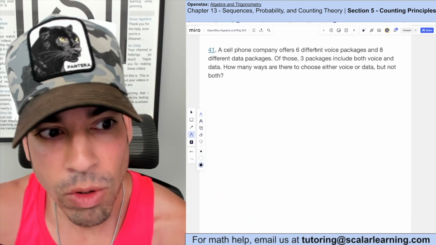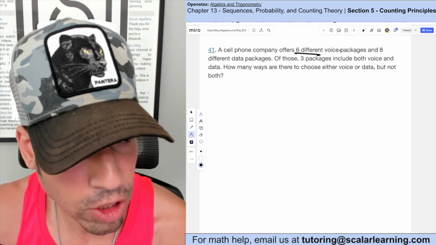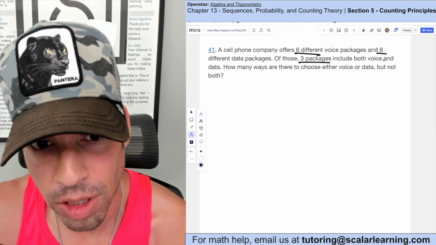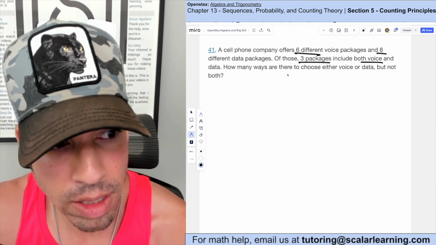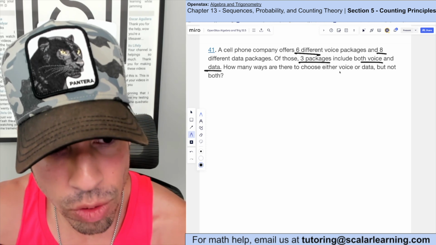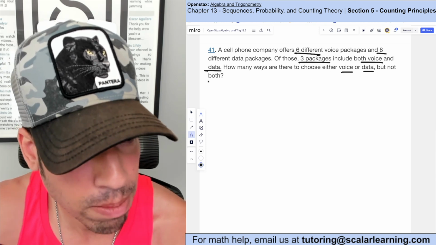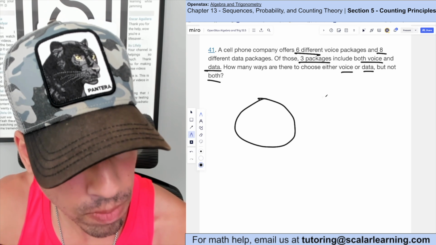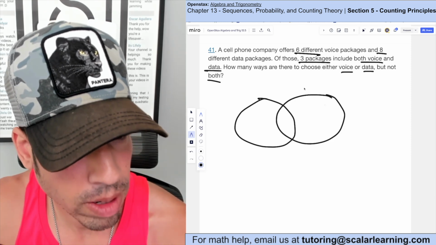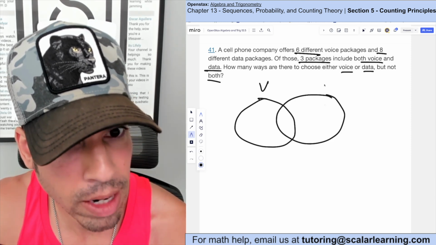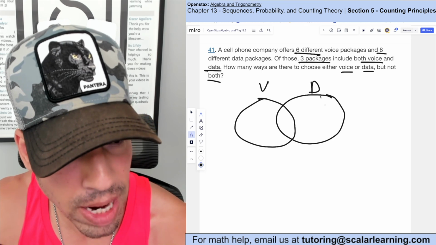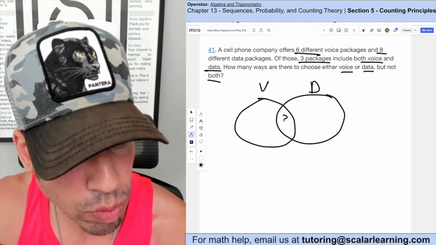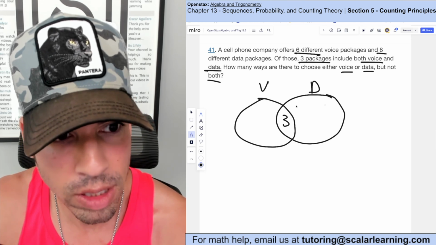Done. A cell phone company offers 6 different voice packages and 8 different data packages. Of those, 3 packages include both voice and data. How many ways are there to choose either voice or data, but not both? So the way we can think about something like this actually is with a Venn diagram, okay? So we'll make a little Venn diagram, and we've got voice packages and we've got data packages. And this would be the packages that include both. So we could say 3 packages include both voice and data.